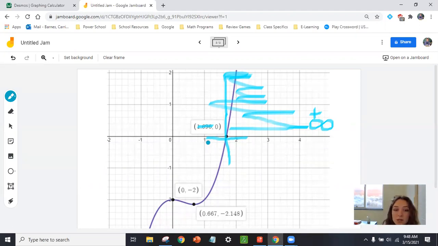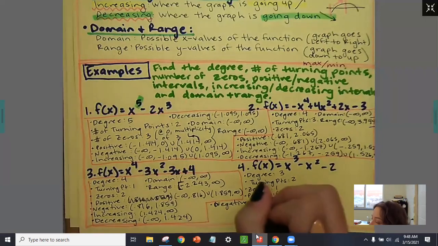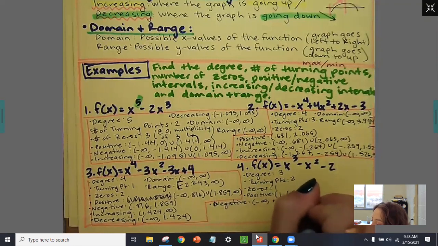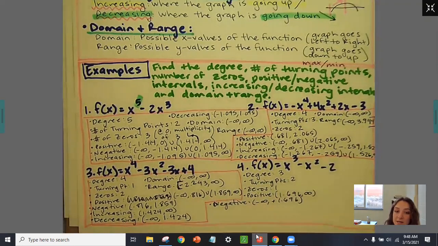All right, now I want to look at the negative. All right, and that's going to be where it's below the x-axis. So we can see that it is negative from here all the way from negative infinity up until that point is below the x-axis. So all over here on this side, from negative infinity until 1.696. Okay, and that's where it's below the x-axis.